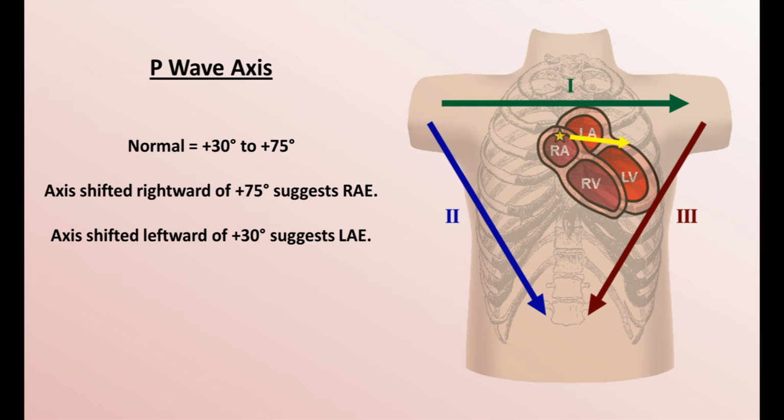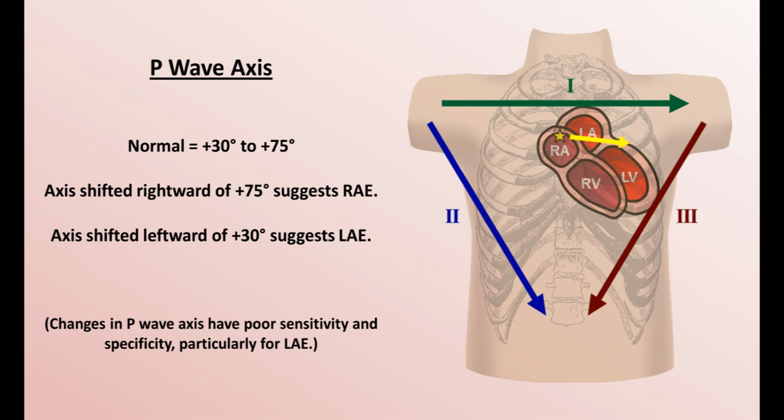Unfortunately, changes in P wave axis have poor sensitivity and specificity, particularly for left atrial enlargement, and I would avoid using the P wave axis as a sole factor in making this diagnosis. As I just mentioned, the P wave axis tends to lie roughly parallel to lead 2. Therefore, the P waves in lead 2 should always be positive in sinus rhythm, and are generally the most prominent P waves in the EKG.